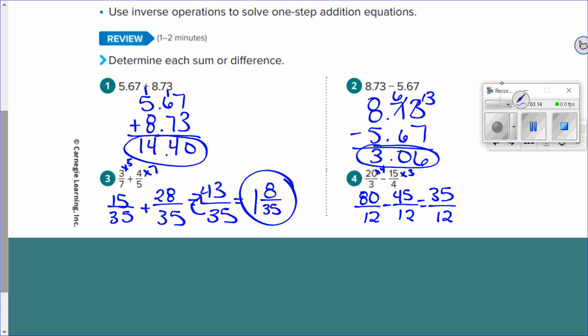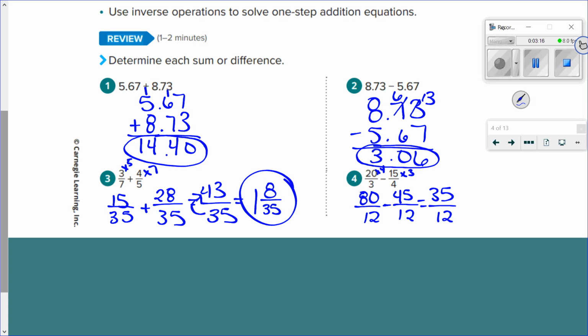My numerator is bigger than my denominator. What do I have to do? Divide. How many times will 12 go into 35? 2, with how many left over? 11. So 2 and 11/12. Any questions about this?